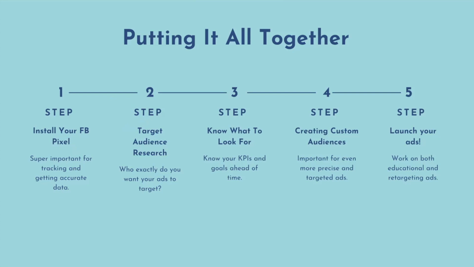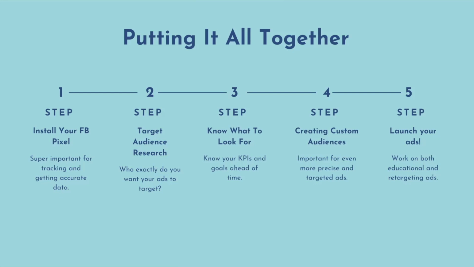Step three, know what to look for. Know your KPIs and your goals ahead of time. Before you even start running ads, you should know whether this will be a traffic campaign, an engagement campaign, or a conversion campaign, and what those KPIs will look like. If you're running a traffic campaign with a goal being that people click through and read your blog, you should know what the cost per click should be for that ad and what the click-through rate goal should be. So those are the KPIs, right? The key performance indicators.